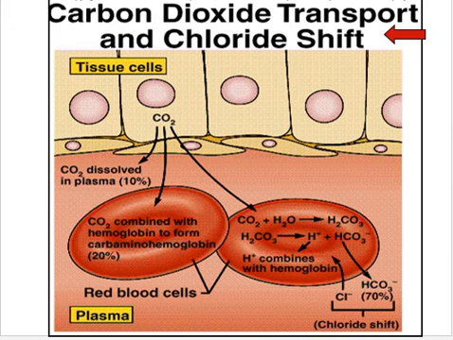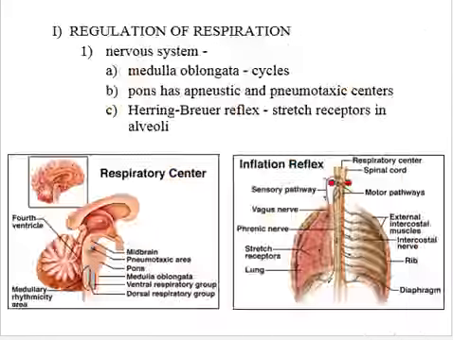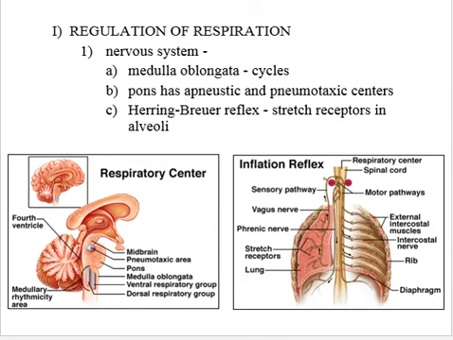Regulation of respiration. How do we regulate respiration? Well, it turns out that the nervous system plays a critical role, as one would expect, in regulating respiration. And we learned early in the course, when we were doing the nervous system, that the medulla oblongata has a respiratory part, and that the pons has a respiratory part, right? There are respiratory centers in the pons.